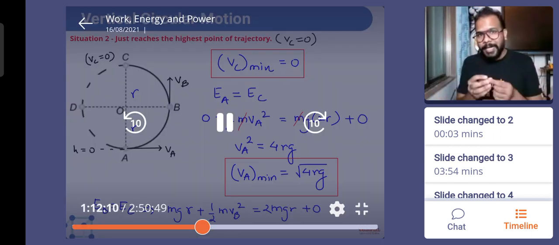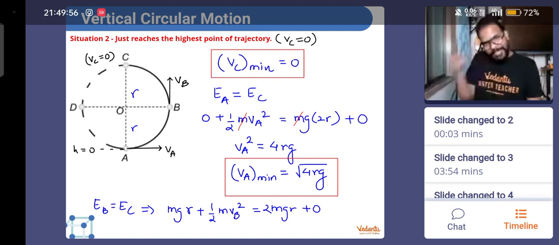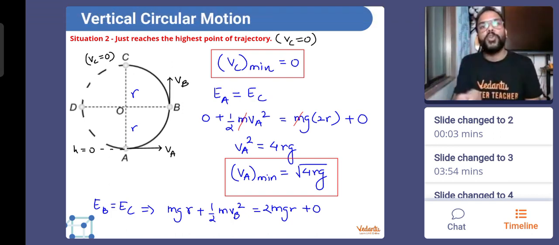If the body stops there, and if it is a stone which is connected by a string, it will fall. Simply सोचो ना, हिंदी में भी बता देता हूँ. अगर एक धागे से एक स्टोन को कनेक्ट किया, एक पत्थर को कनेक्ट किया और उसे वर्टिकल सर्कल में घुमा रहे हो ऐसे, तो एक ऐसी सिचुएशन है जिसमें बॉडी टॉपमोस्ट पॉइंट पे जाए और रुक जाए. तो रुक जाने के बाद में क्या होगा? गिर जाएगा. So that is why the velocity at C has to be 0.